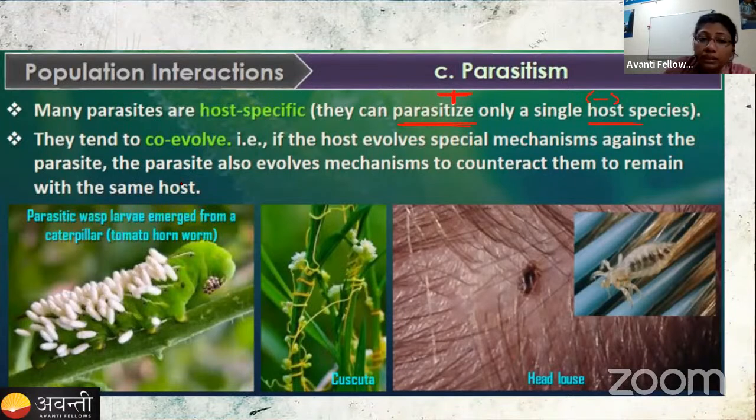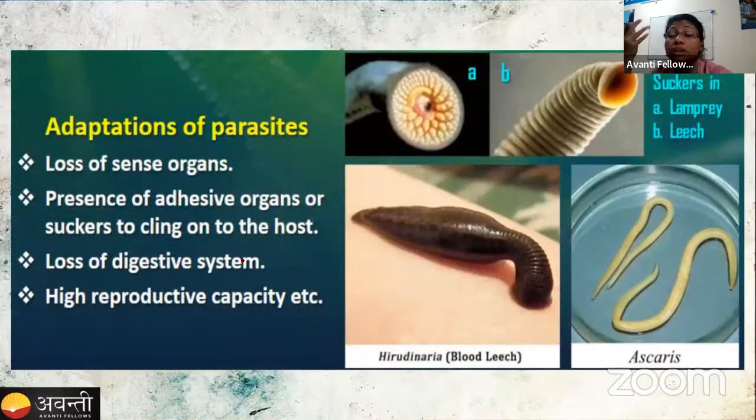Okay, so the parasite evolve mechanism to counteract and remain on the same host, whereas the host was evolving the mechanism against the parasite to avoid the parasitic living. Okay, then during this evolution parasite get some adaptations. The first is loss of sense organ, the presence of adhesive organ. When they get attached to the host, none of us is able to remove them. Then their loss of digestive system.